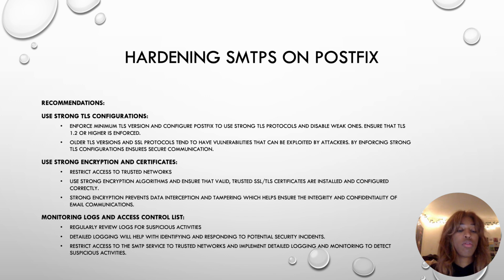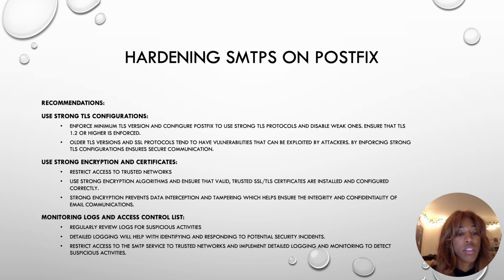You can also use strong encryption and certificates to help harden your SMTPS by restricting access to only trusted networks, using strong encryption algorithms, and ensuring that valid, trusted SSL and TLS certificates are installed and configured correctly. Strong encryption prevents data interception and tampering, which ensures the integrity and confidentiality of email communications.